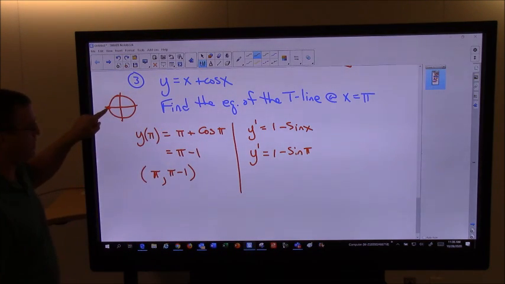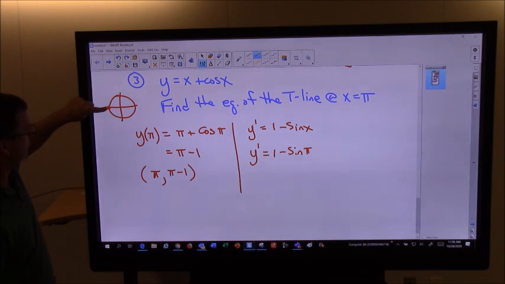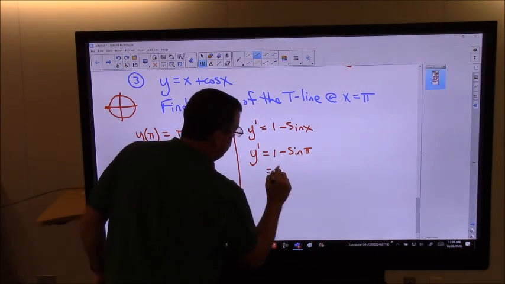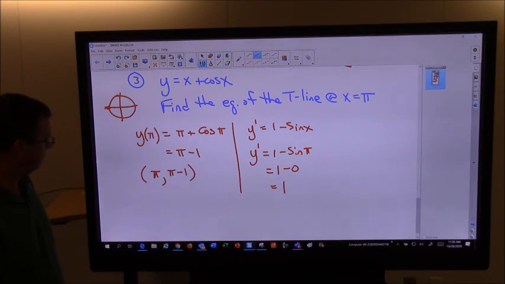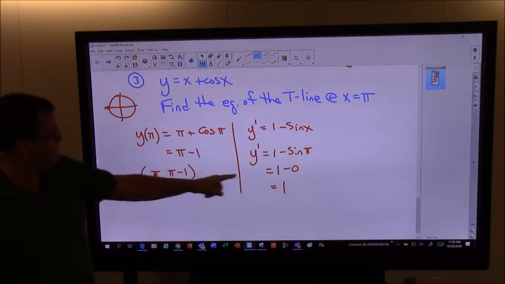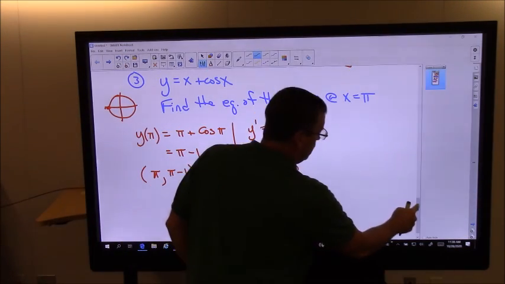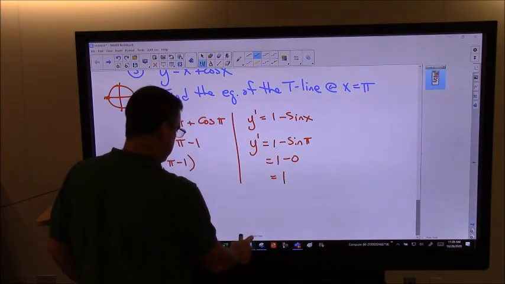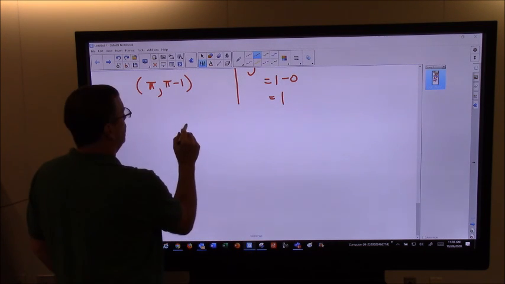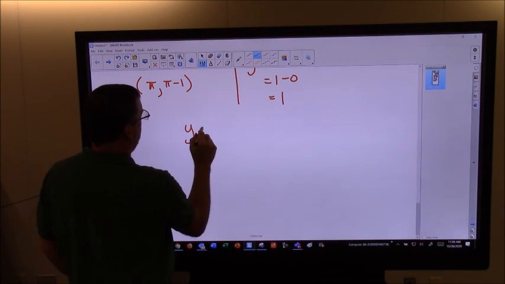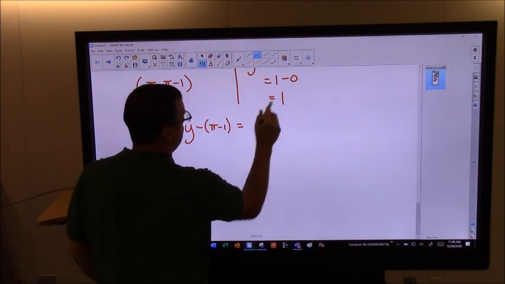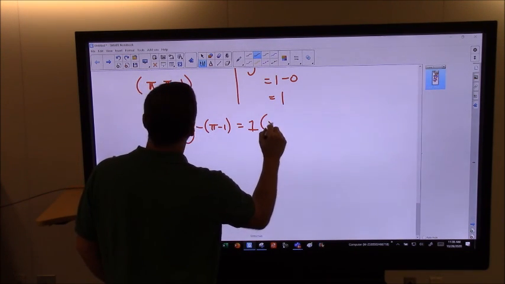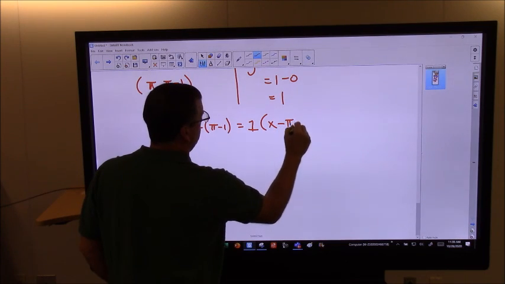So again, the sine is the y-coordinate. What's my y-coordinate right here? It's going to be 0. So this is just 1 minus 0, which is 1. There's my slope. So I've got a point and I've got a slope. Now I just need to write the equation. So y minus the y value equals the slope times x minus the x value.